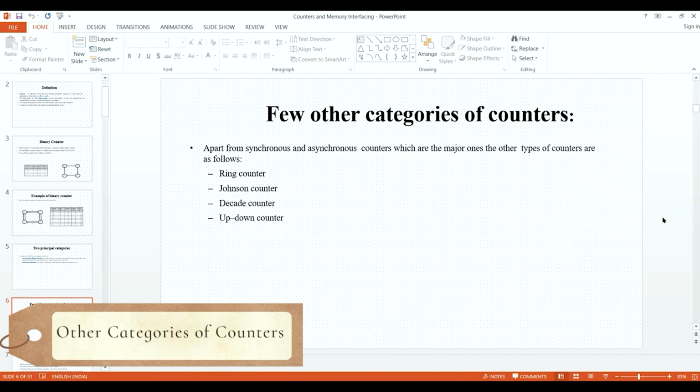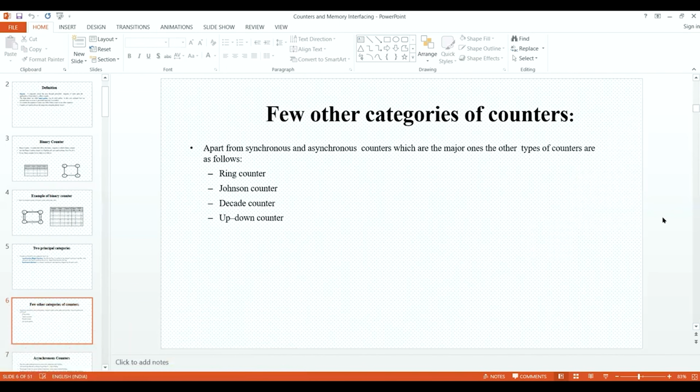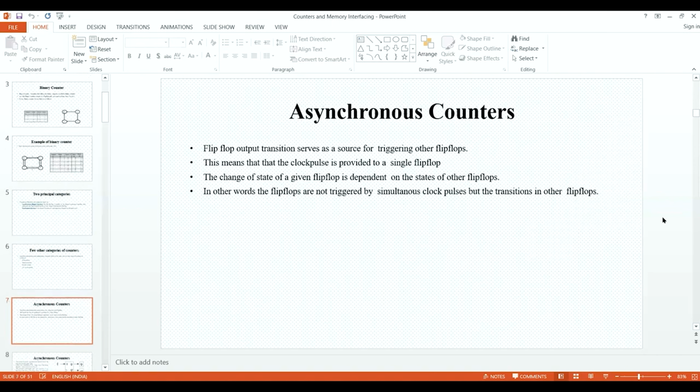We also categorize the counters on the basis of application. Now you can see we have a ring counter, Johnson counter, decade counter, and up and down counter. You will see yourself these counters have very great significance, great impact. But remember students, what you are reading and understanding over here in the video are just the basic counters, and you have to understand basically how the counter works.